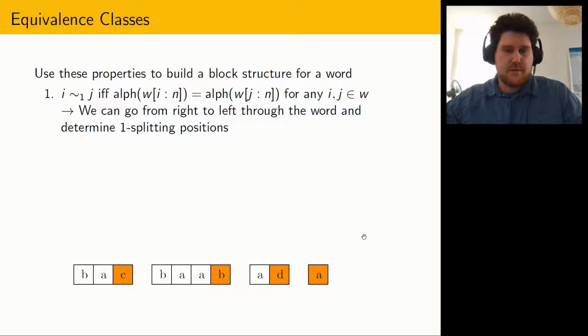Now we can split this word into its one blocks, then it will look like this. And these are the one blocks.